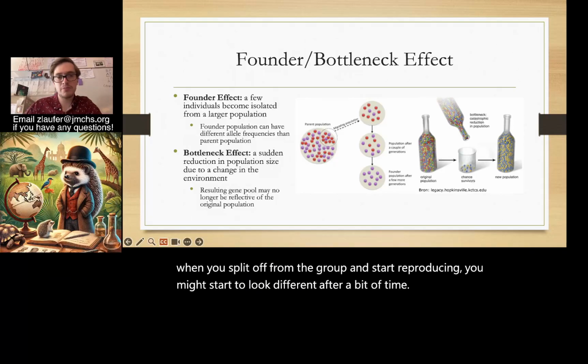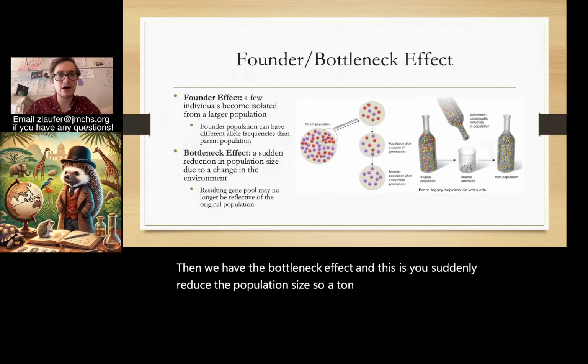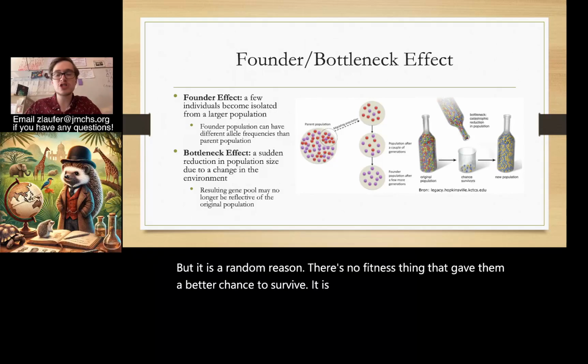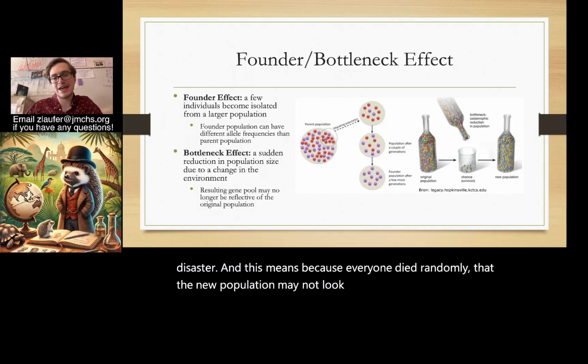Then we have the bottleneck effect, and this is where you suddenly reduce the population size, so a ton of the individuals die off for some reason, but it is a random reason. There's no fitness thing that gave them a better chance to survive. It is just some huge change, some huge disaster. And this means, because everyone died randomly, that the new population may not look like what you initially had.